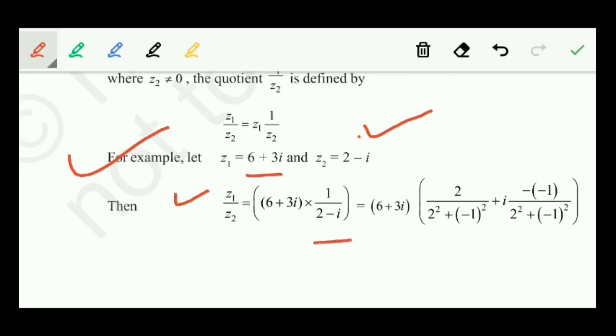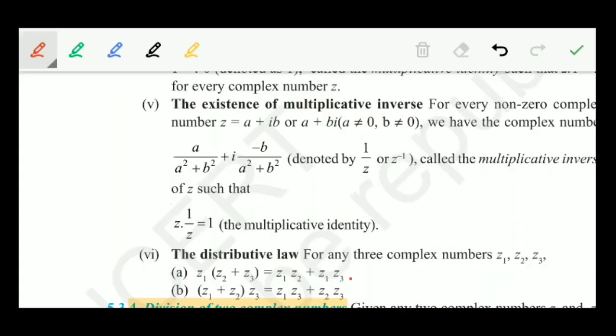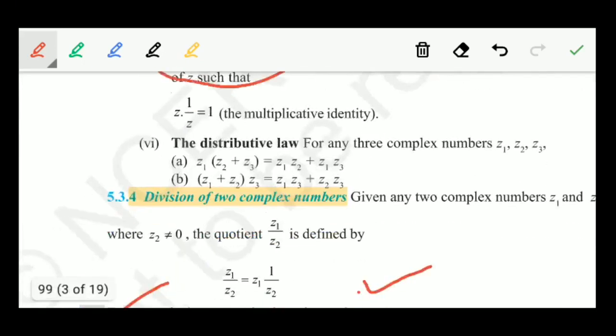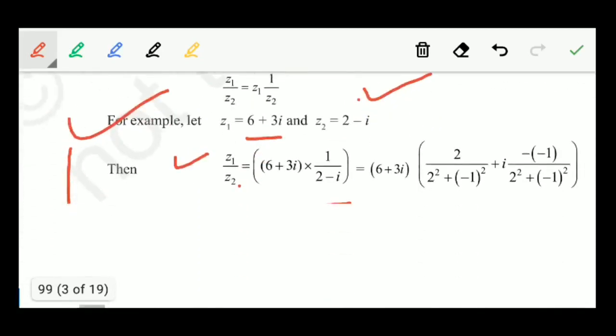And remember students, when any complex number is given, we will use this identity, the existence of the multiplicative inverse, and we can write down our complex number in this form: a upon a square plus b square plus iota minus b upon a square plus b square. So the same identity we will use here.